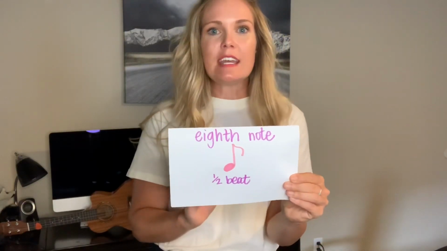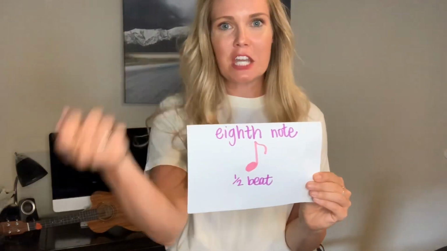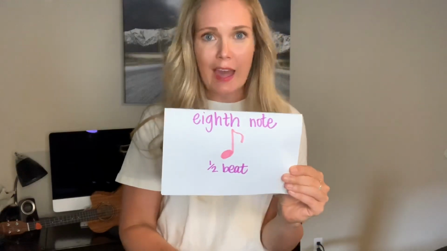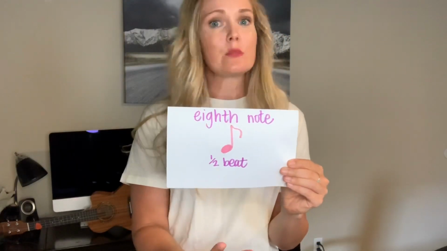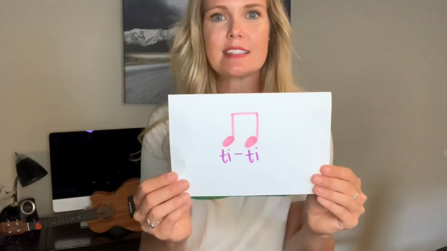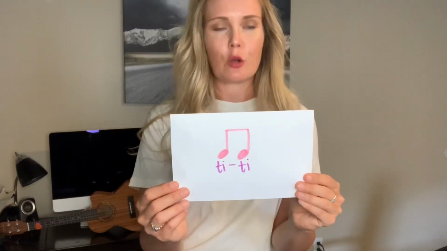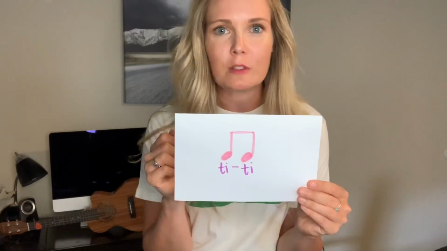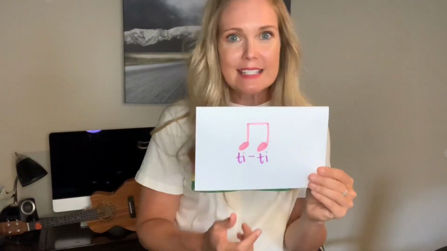So imagine if you had one cookie and you cut it in half to share with somebody. Half of that cookie is like our eighth note. It's worth 1/2 of a beat. Now we call this one not ta, we call it ti, but we're going to learn it as a pair of eighth notes. A pair of eighth notes looks different because they connect their flags, their tails, at the top, almost like they're holding hands, and we're going to call them TT.